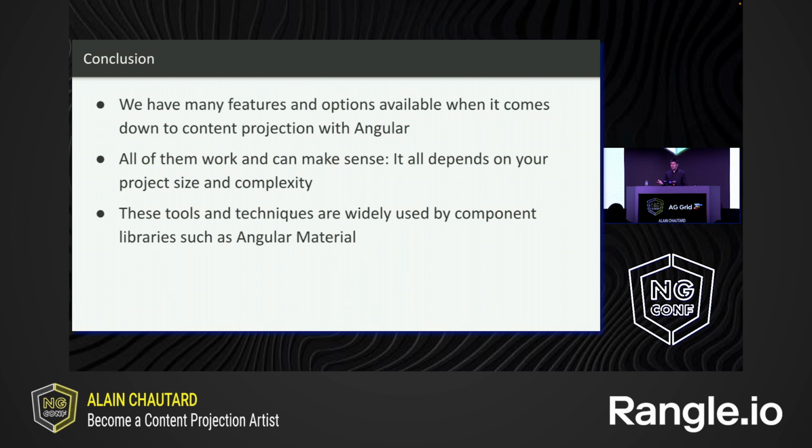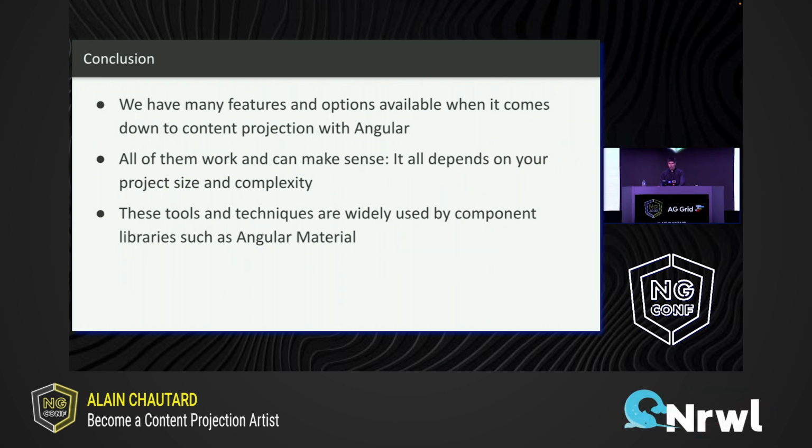And these tools and techniques are widely used by component libraries, such as Angular Material. If you go to the source code of these libraries, you'll see all of these content children and all of the tricks that we talked about in here. So this gave you an overview of all of the things we have available in the framework.